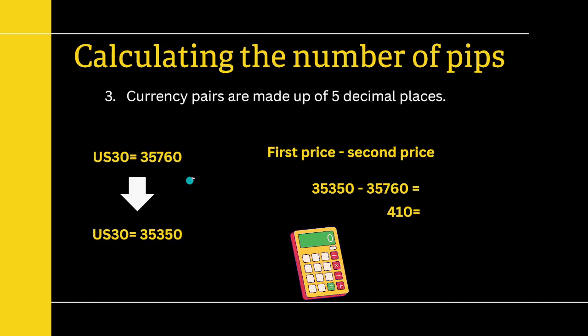The last type of calculation is for currency pairs that are made up of five decimal places. For example, the Dow Jones, which is made up of five decimal places. The calculation here is very easy. You just take the first price, you subtract the second price, and there you go, you have your total pips.